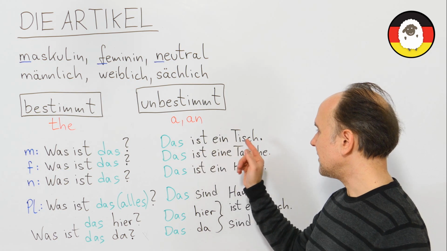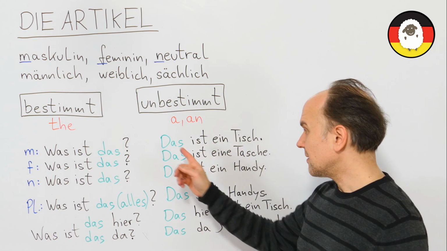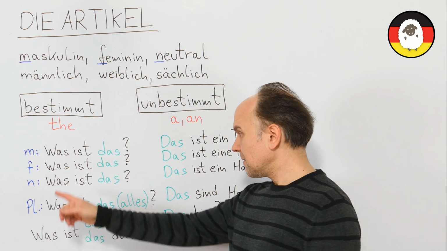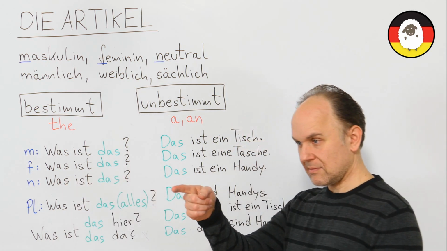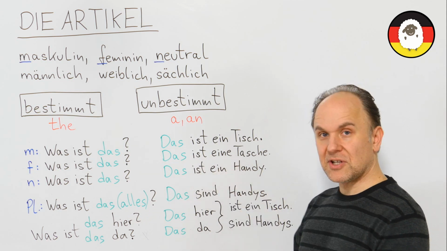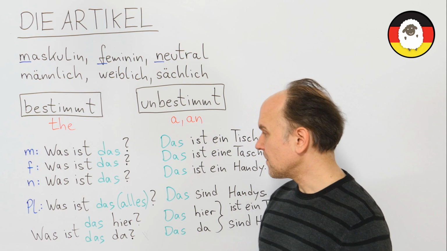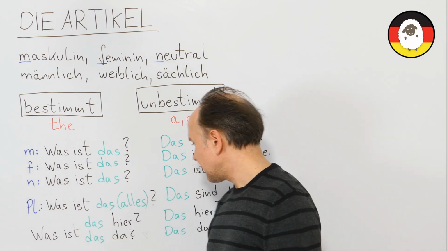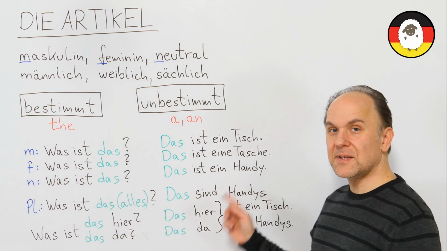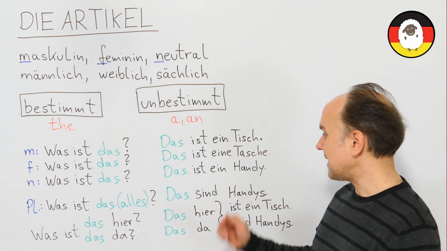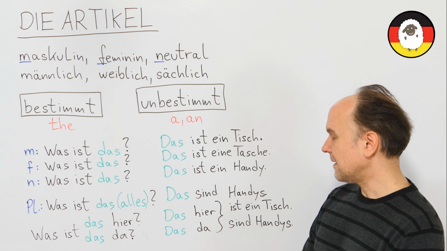Das ist ein Tisch. Der Tisch. Das ist ein Tisch. What's that? Was ist das? Das ist eine Tasche. A bag. Die Tasche. Was ist das? Das ist ein Handy. This is a mobile phone. Das Handy. Ein Handy.